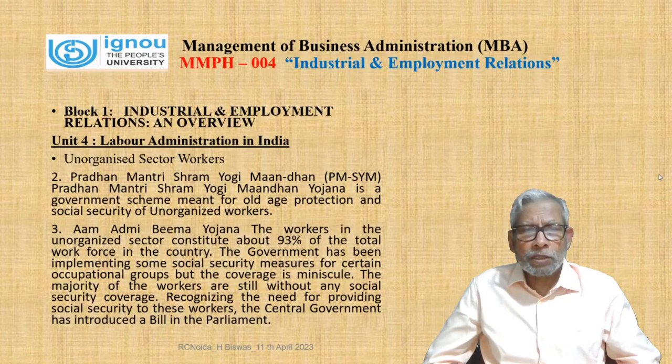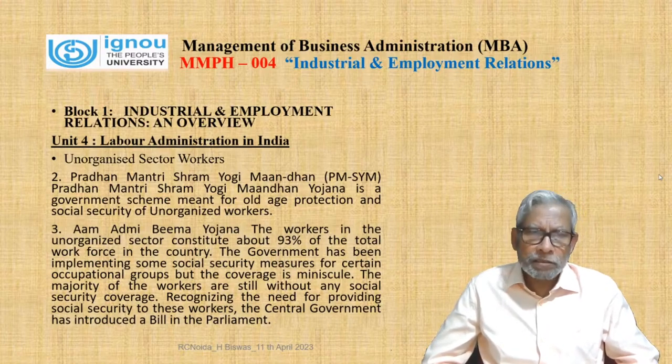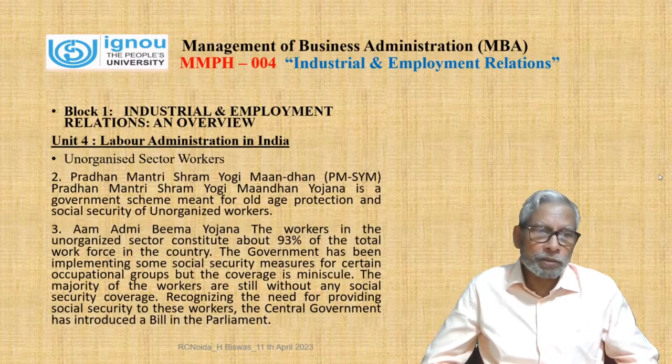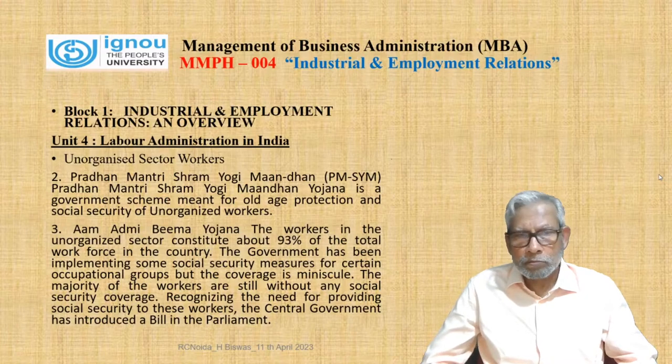Aam Aadmi Bima Yojana. The unorganized workers constitute about 93% of the total workforce in the country. The government has been implementing some social security measures for certain occupational groups, but the coverage is minimal. The majority of the workers are still without any social security coverage. Recognizing the need for providing social security to these workers, the central government has introduced a bill in the parliament. Then these things.